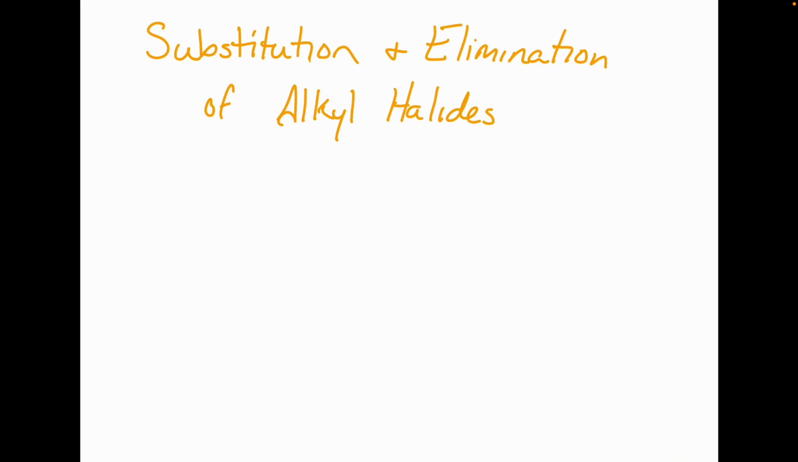All right, so let's remember what an alkyl halide is, right? So alkyl, meaning we have an alkane, but an alkyl halide is then one with a halogen on there, right? So something like chlorine, bromine, or iodine.